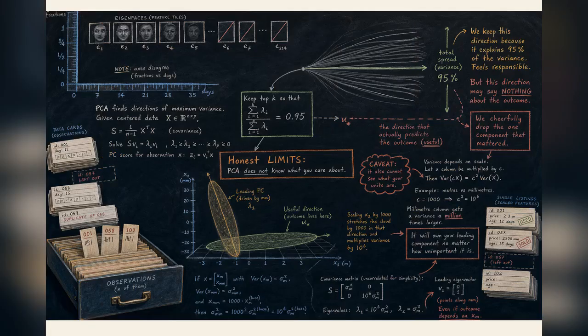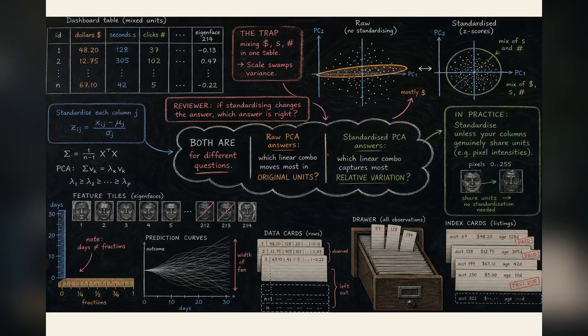Caveat: it also cannot see what your units are. Variance depends on scale, so a column in meters beside a column in millimeters gives the millimeter column a variance a million times larger, and it will own your leading component no matter how unimportant it is. A dashboard table holding dollars, seconds, and click counts together is the trap. Your reviewer then asks the reasonable thing: if standardizing changes the answer, which answer is the right one? Both are different questions. In practice, you standardize unless your columns genuinely share units, as pixel intensities do.